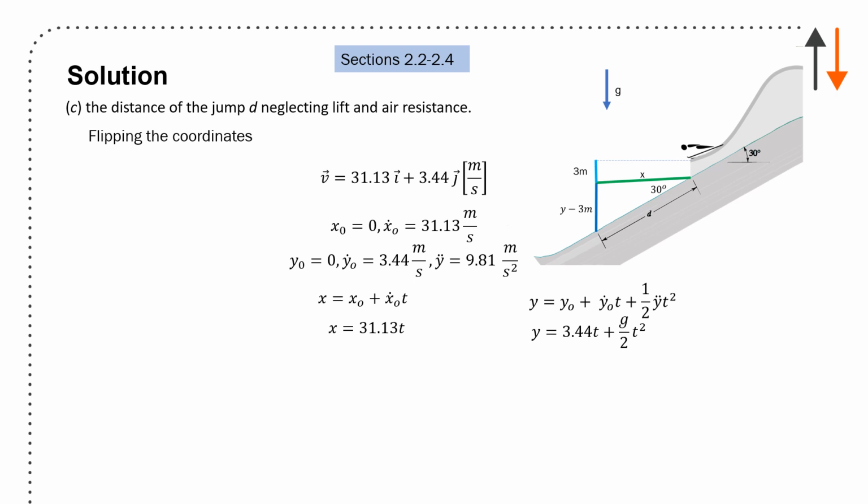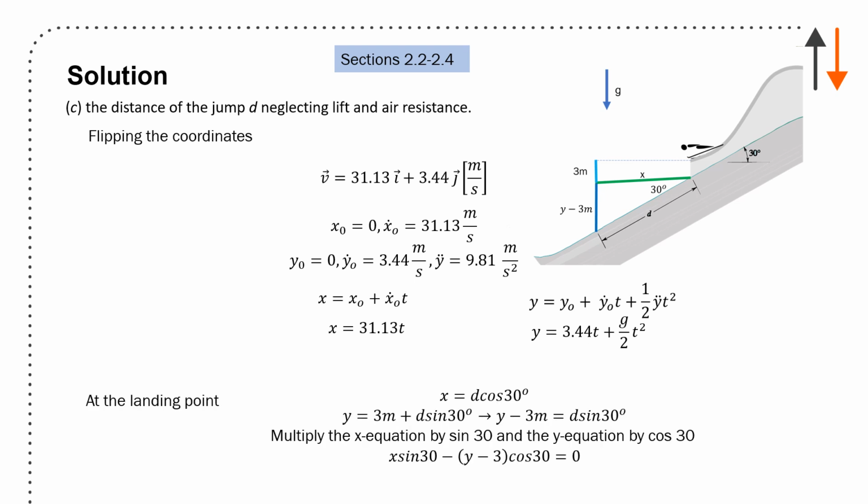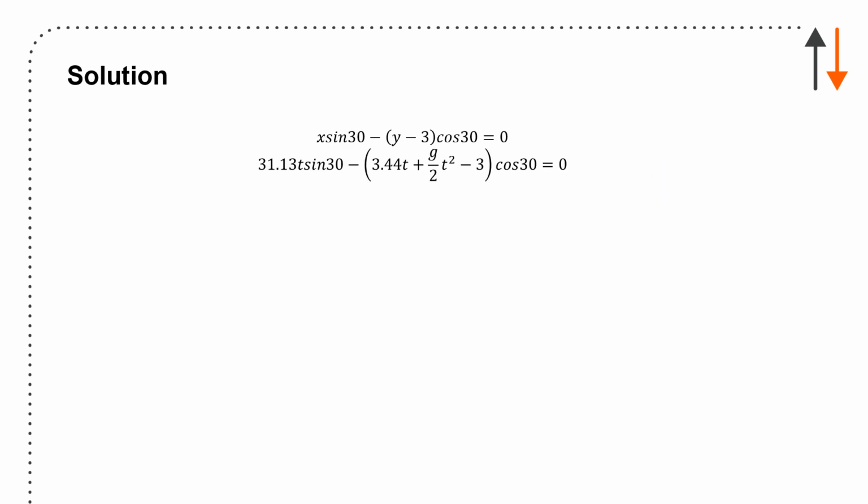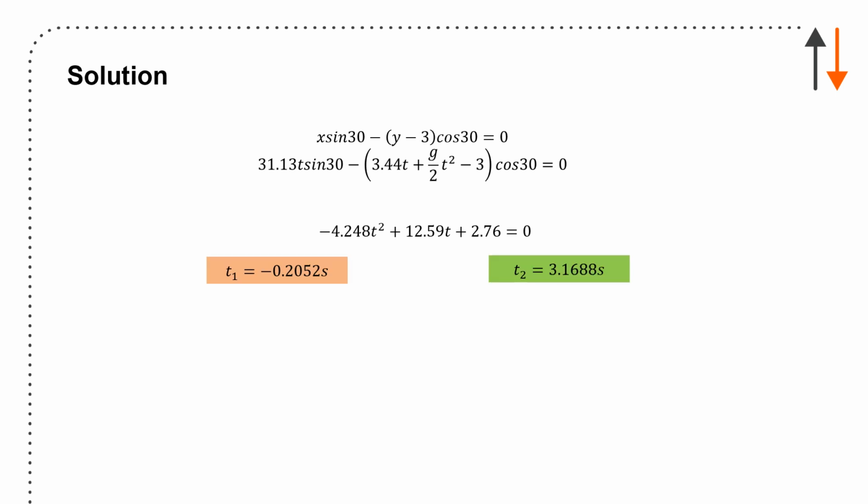Substitute in all the terms, put your equations together. At the landing point, you have x equals d cos 30, and you can substitute all of that. y is d sine 30. Multiply the x equation by sine, the y equation by cos, and subtract them, and you get 0. Then you can put the t's back in, and everything works out. You end up with a slightly complex quadratic in t squared and t, where t1 is minus 2.1 seconds, and t2, in green, is the correct answer.